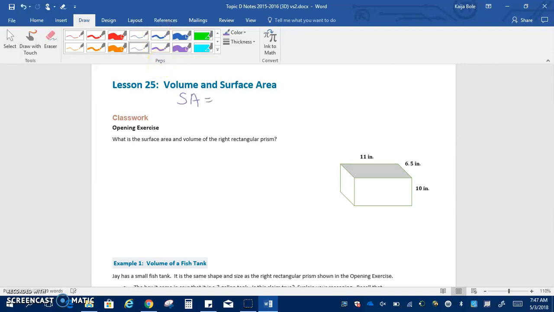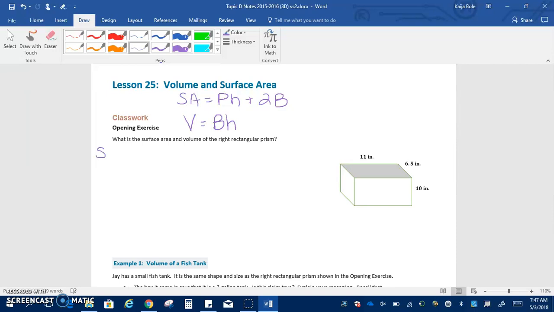So remember, surface area equals perimeter of the base times the height plus 2 times the area of the base. And then volume, remember, is the area of the base times the height. Alright, so the opening exercise says, what is the surface area and volume of the right rectangular prism?